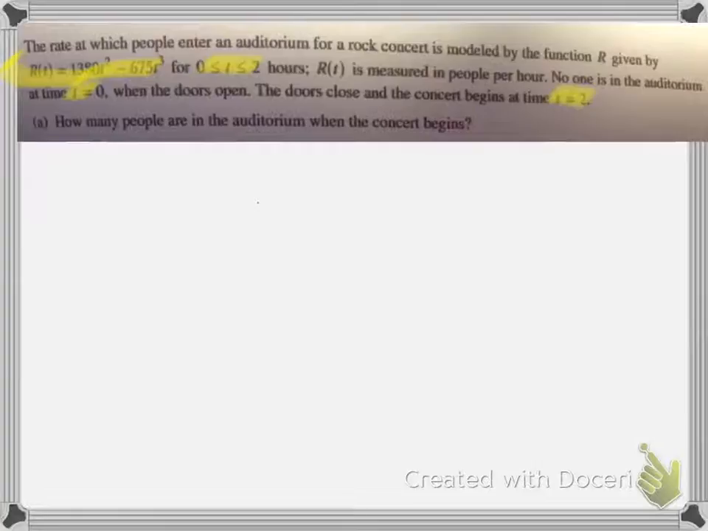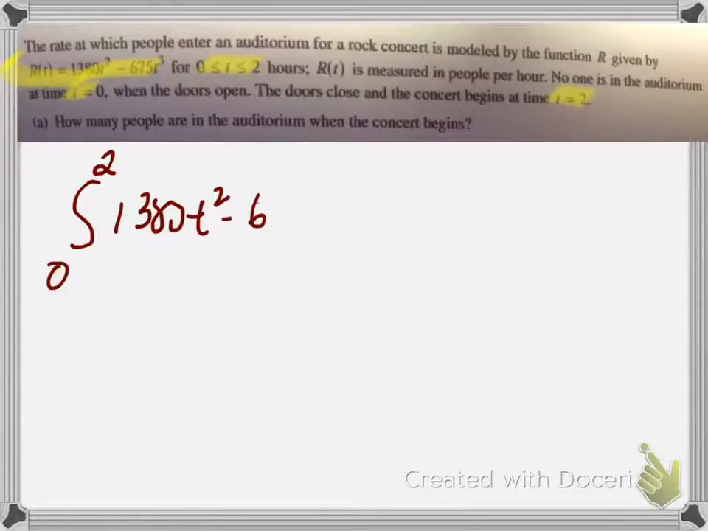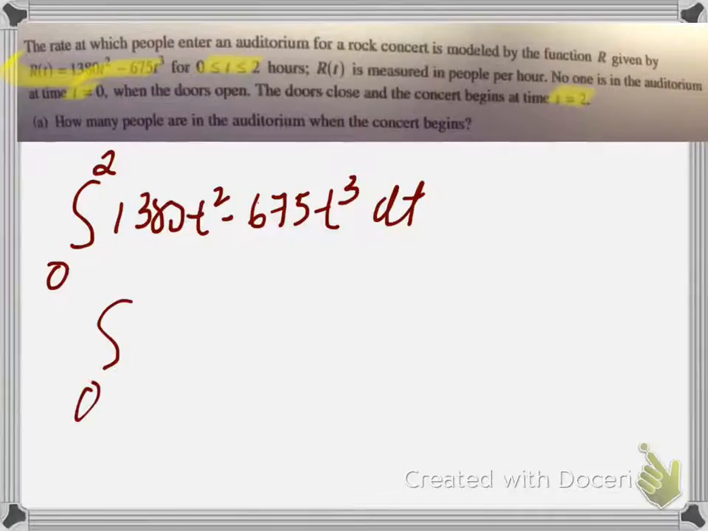So how many people are in the auditorium when the concert begins? That would mean in those 2 hours, so from 0 to 2, and then it's just going to be that function that we were given. And that's the whole thing. Also, if you wanted to, you could write it like this. Personally, I like to write the whole thing out. That's just for me, I'm more of a visual learner, but you can just write R of t.